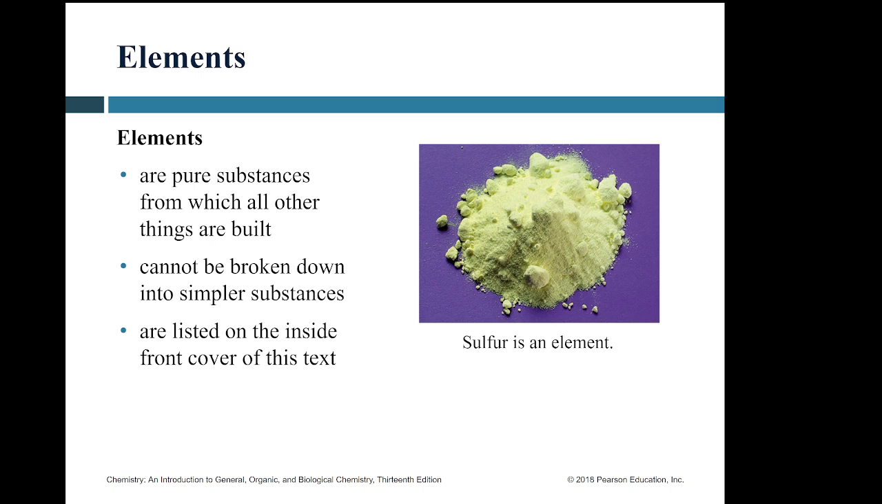Okay, so now we're going to talk about atoms and elements. Elements are pure substances from which all other things are built. They cannot be broken down into simpler substances and still have the same properties. Once you get below atoms, you don't have copper, you don't have sulfur, you don't have any of those things. Once you get down past atoms.